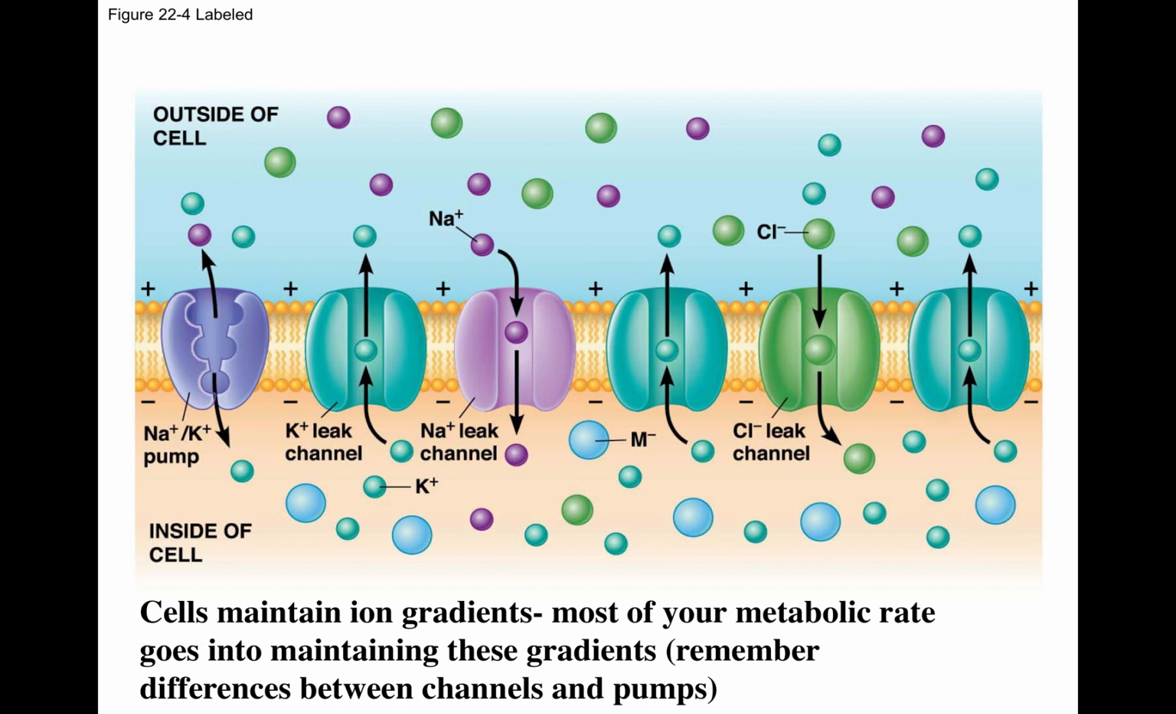Okay. So we're going to talk about how the cell in a neuron can locally change its ion conductance across a small bit of the membrane in what's called an action potential. And in order to understand that, you need to understand, or just remember, if you've had this in another class, that cells routinely maintain ion gradients.